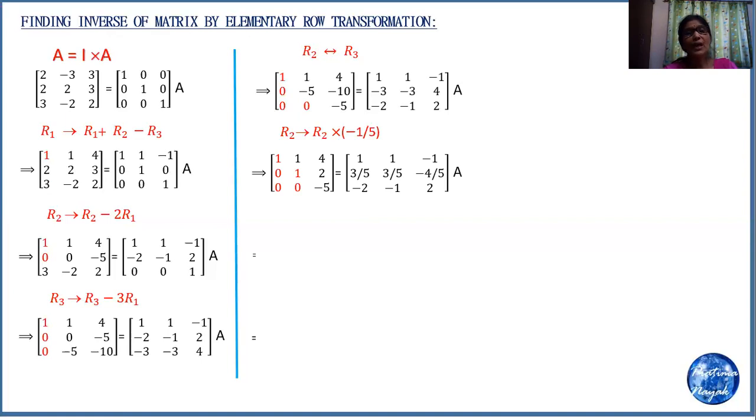Till now we got how many numbers changed? 1, 2, 3, 4, 5. Next we'll go upward. This 1 will be changed to 0. So what should we do? Yes, your guess is correct. R1 minus R2. R1 minus R2, I'll get 1 minus 1 as 0.